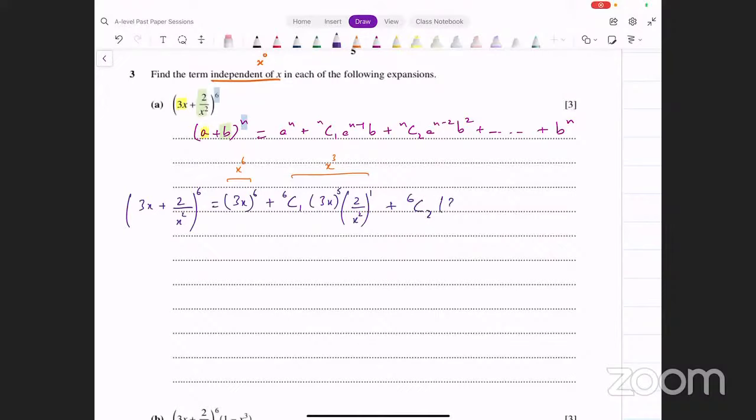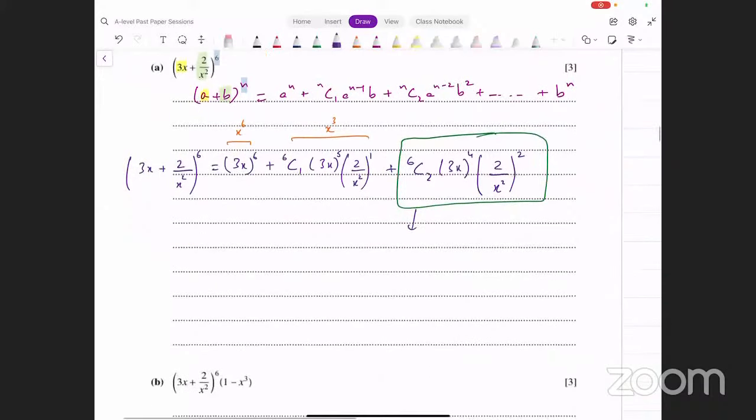6c2 into 3x whole raised to power 4 into 2 over x square whole raised to power 2. And if you think about this is x raised to power 4, this is x square and square. ये cancel होके x आपका eliminate हो जाएगा और आपके पास इसका रिजल्ट जो है इसमें आपके पास term independent of x आ जाएगा. Right? This is the term that we're looking for. इससे आप इसको आप simplify कर लोगे. 6c2 what's that? बाकी सबको ignore कर दें. You don't have to simplify everything else.